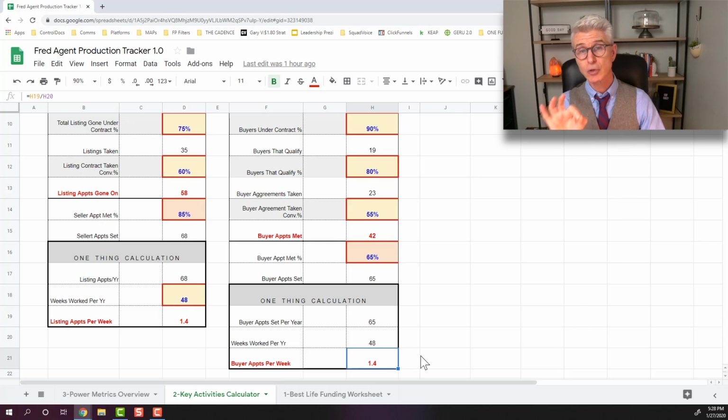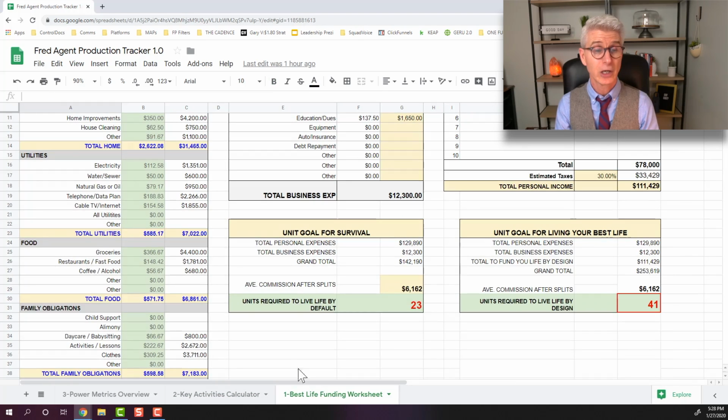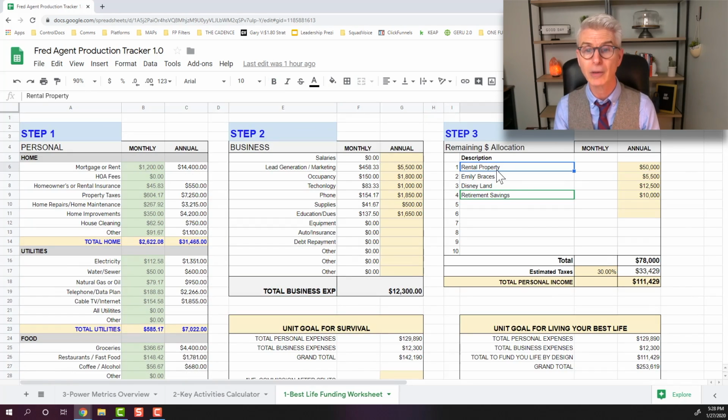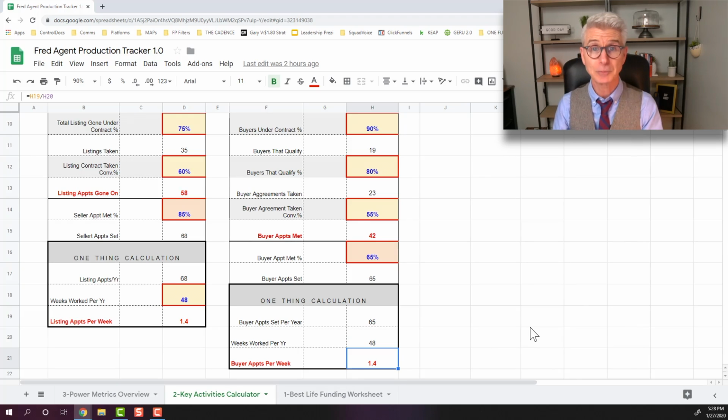If he does those two things month after month after month, and if he converts at these numbers, then we know he will close 41 transactions, right? And if we go to his funding worksheet here, he'll pay for his life, he'll pay for his business, and guess what? He'll buy that rental property. Guess what? Emily gets braces. Guess what? He'll go to Disneyland. Guess what? He will put money away for his retirement, right? And those ought to be the things that drive him every single day. Okay? So that is your key activities calculator.